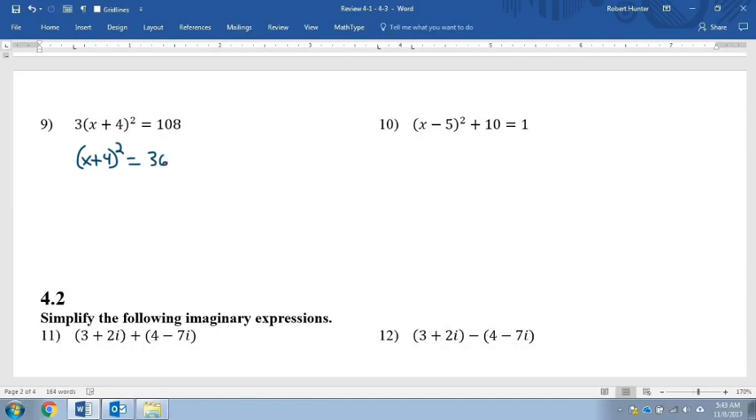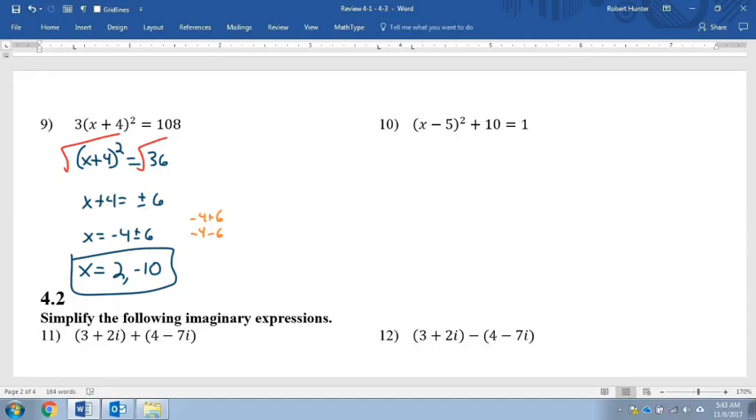Oh, how nice. If I square root both sides, I get x plus 4 equals plus or minus 6. Move the 4 over, x equals negative 4 plus or minus 6, and then do it twice. Remember, we got to do it once with the positive and once with the negative. You don't have to show this part in orange, but that's what's going on. Alright, so negative 4 plus 6 is 2, negative 4 minus 6 is negative 10. And those are your answers.